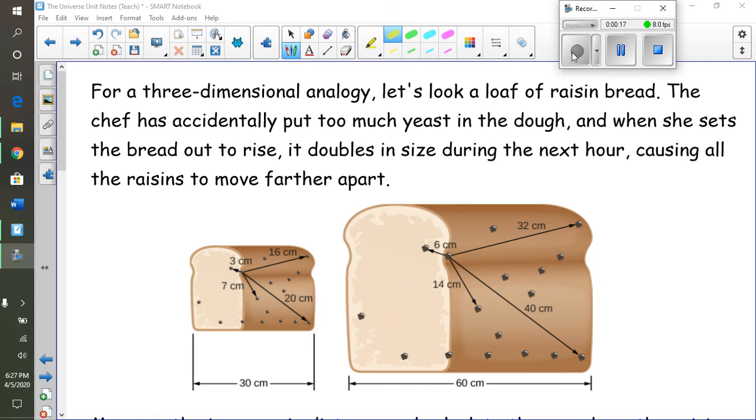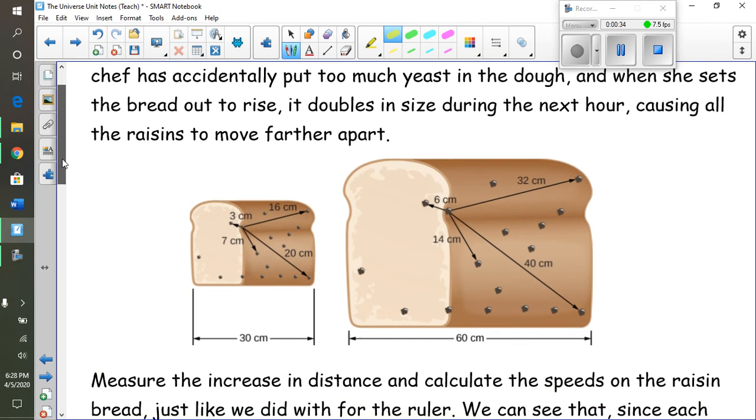So let's say a chef accidentally puts in too much yeast. When she sets the bread out to rise, it doubles in size over the next hour. It causes all of the raisins to move farther apart. So I think you can see why this would be more of a three-dimensional analogy, where the ants were one-dimensional.